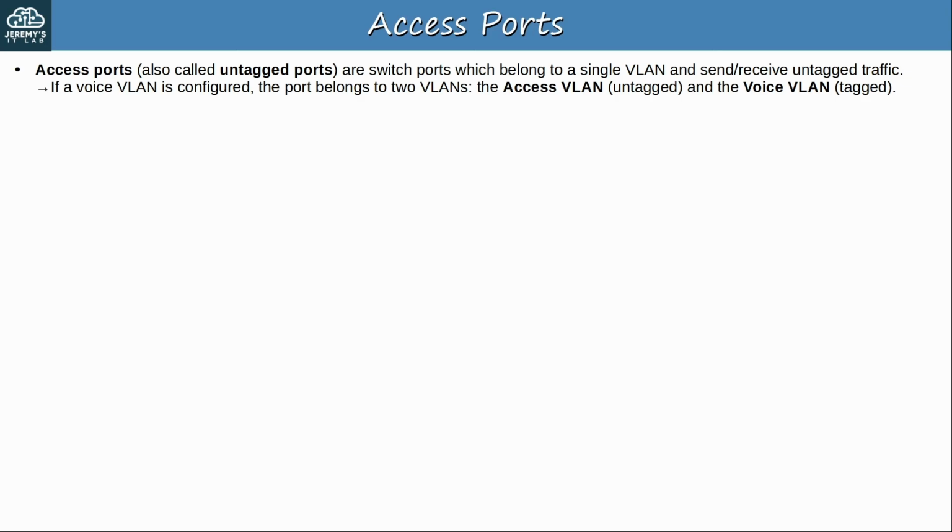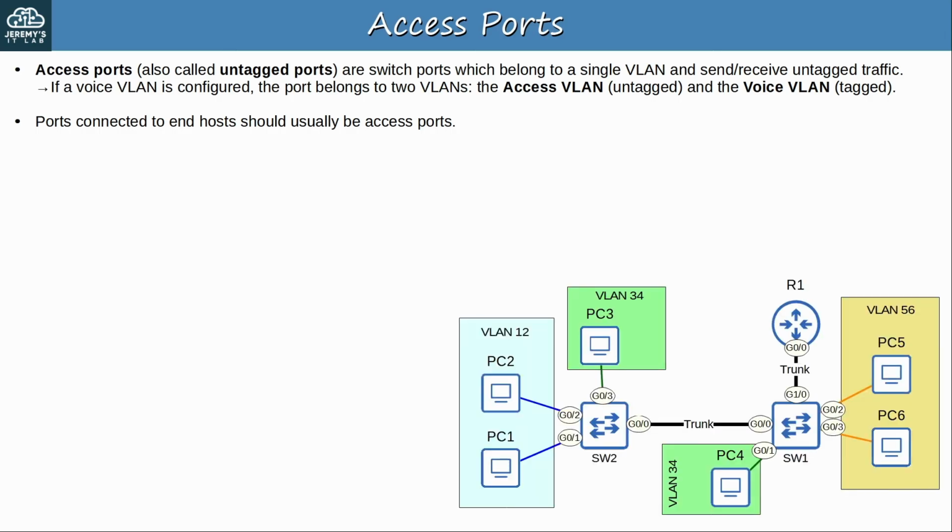Although, if a voice VLAN is configured, the port belongs to two VLANs, the access VLAN, which is untagged, and the voice VLAN, which is tagged. Although the port carries traffic in multiple VLANs, in Cisco IOS, it is still considered an access port. Ports connected to end hosts should usually be access ports. Here's an example network. The ports connected to end hosts, with the colored cables in the diagram, are access ports.